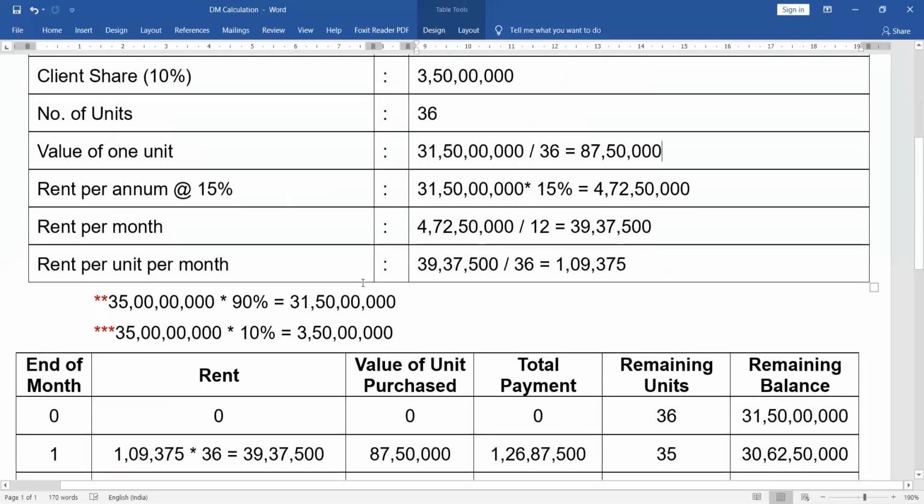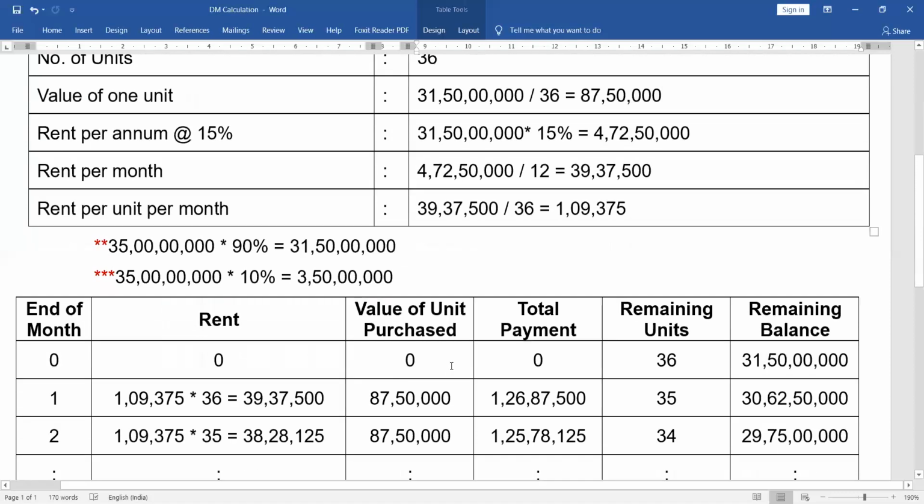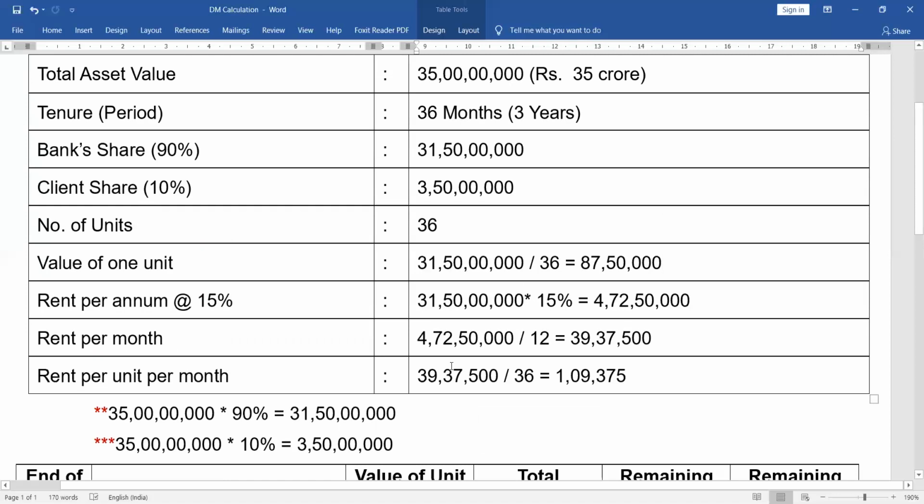So you can see 90% here at the bottom. I have just calculated that 90% of 35 crore is 31 crore 50 lakh, where 35 crore is the total value of the house. 10% is 3 crore 50 lakh, which has been paid by the customer. Okay, now let us see the complete calculation.